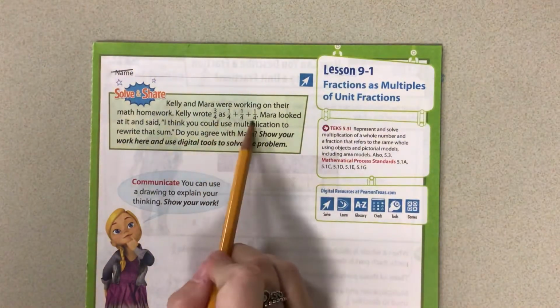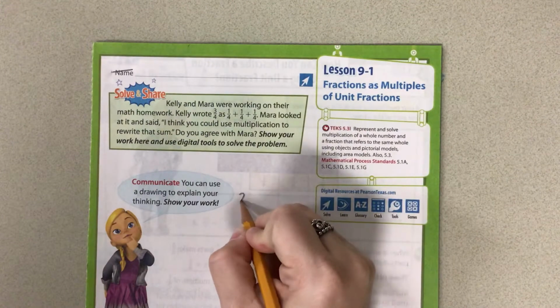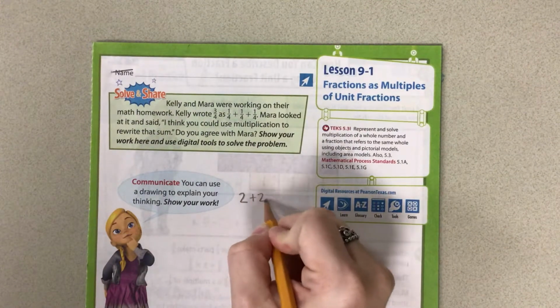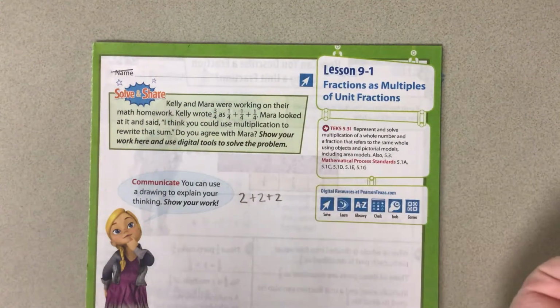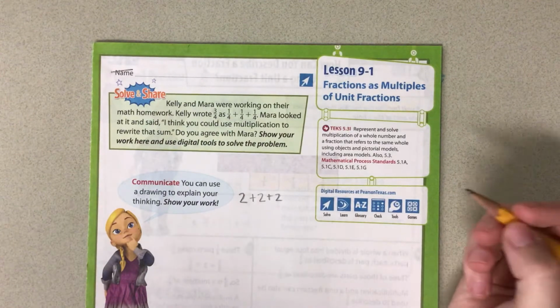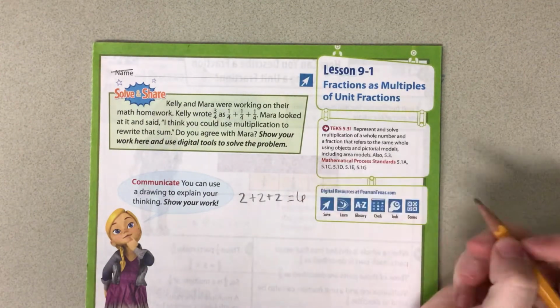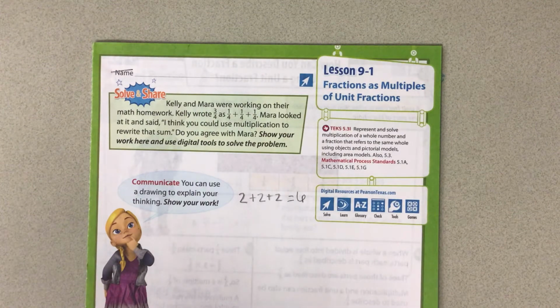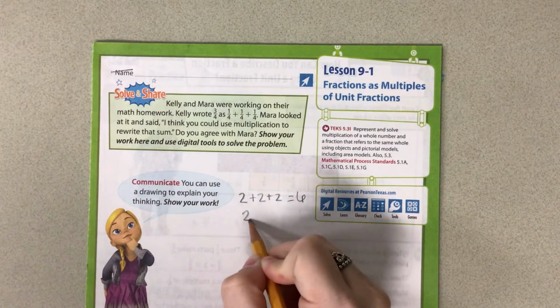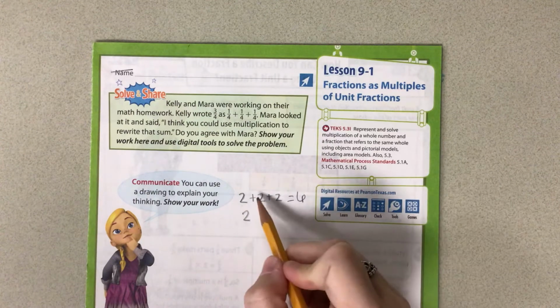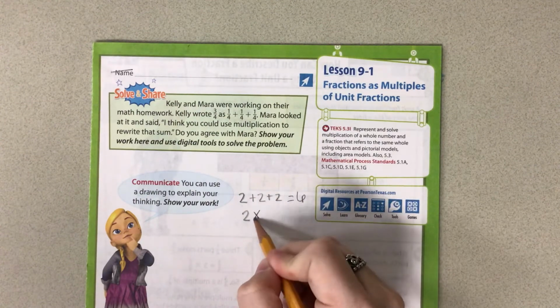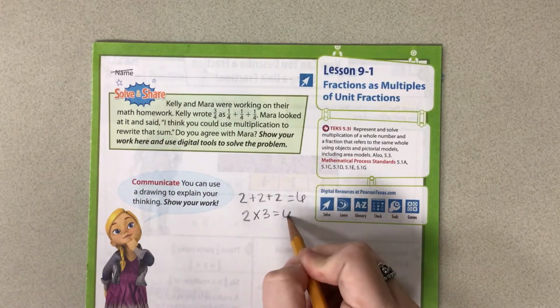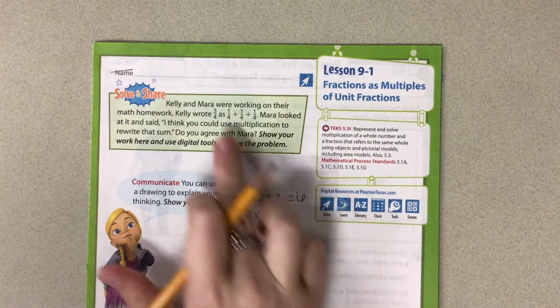So before we look at that, I want to look at 2 plus 2 plus 2. What is 2 plus 2 plus 2? 6. Now, how can I write that as a multiplication problem? Well, I know I'm starting off with 2, and how many 2's do I have? 1, 2, 3. So that's times 3, which also gives me 6. So keeping this in mind, let's look at that.